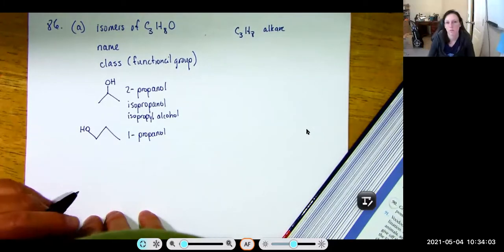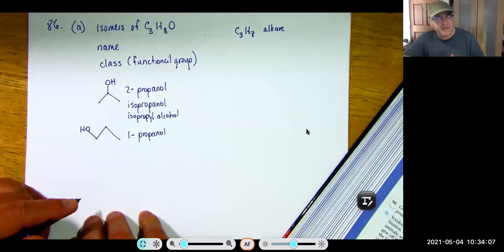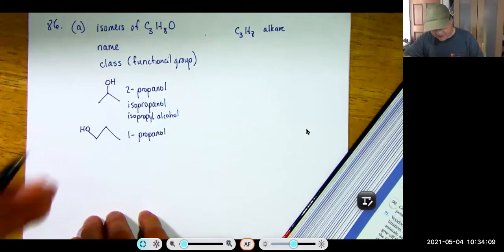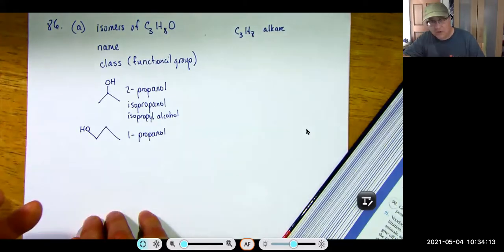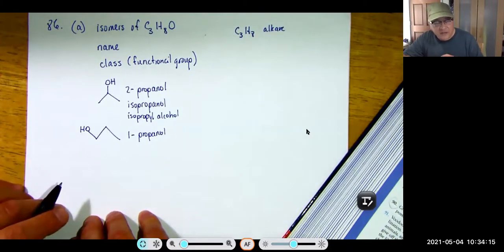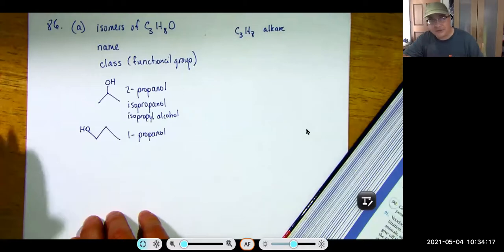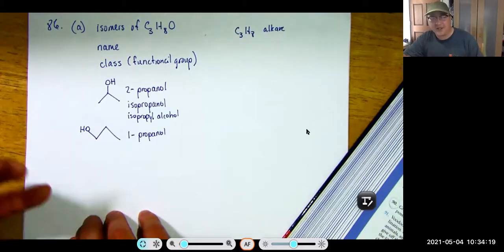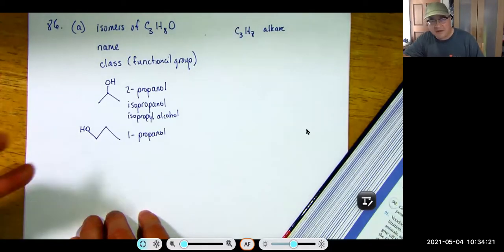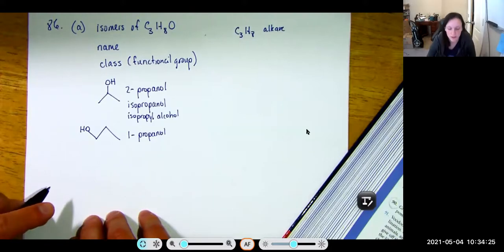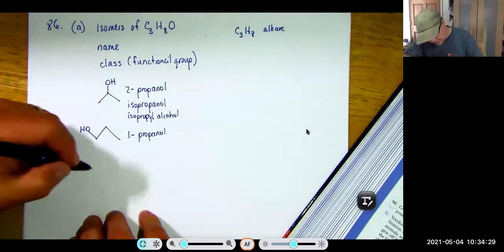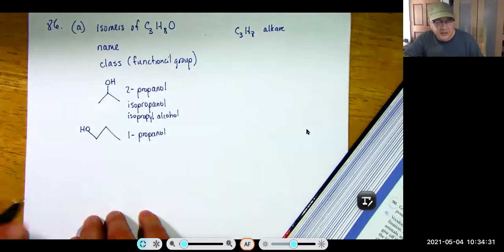No. Well, then that's a problem. What other things can we do with the oxygen and make this work? Now, we can't do any carbonyls. We can't do esters, carboxylic acids. What other functional groups have an oxygen in them? An ether? Let's see if an ether will work. So here, what's the key to drawing an ether?